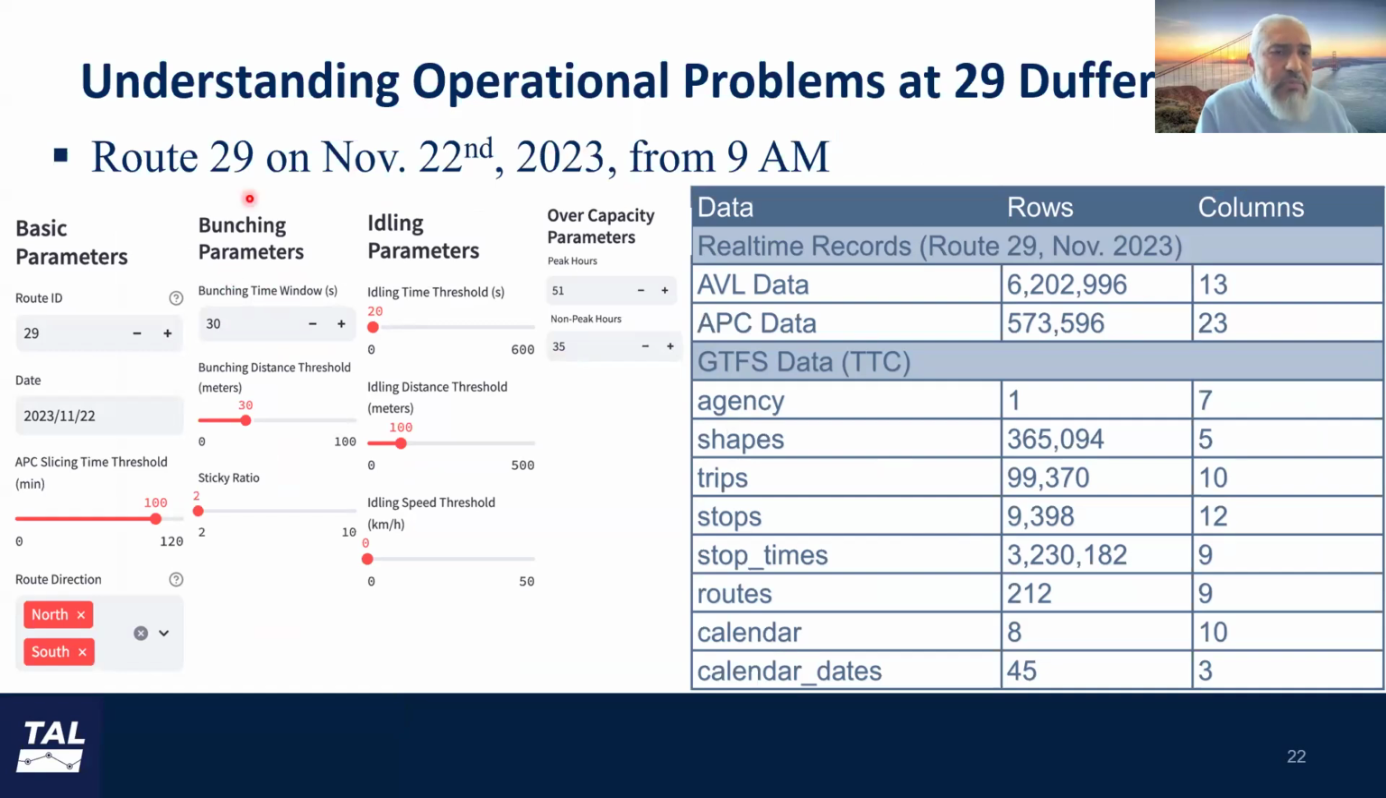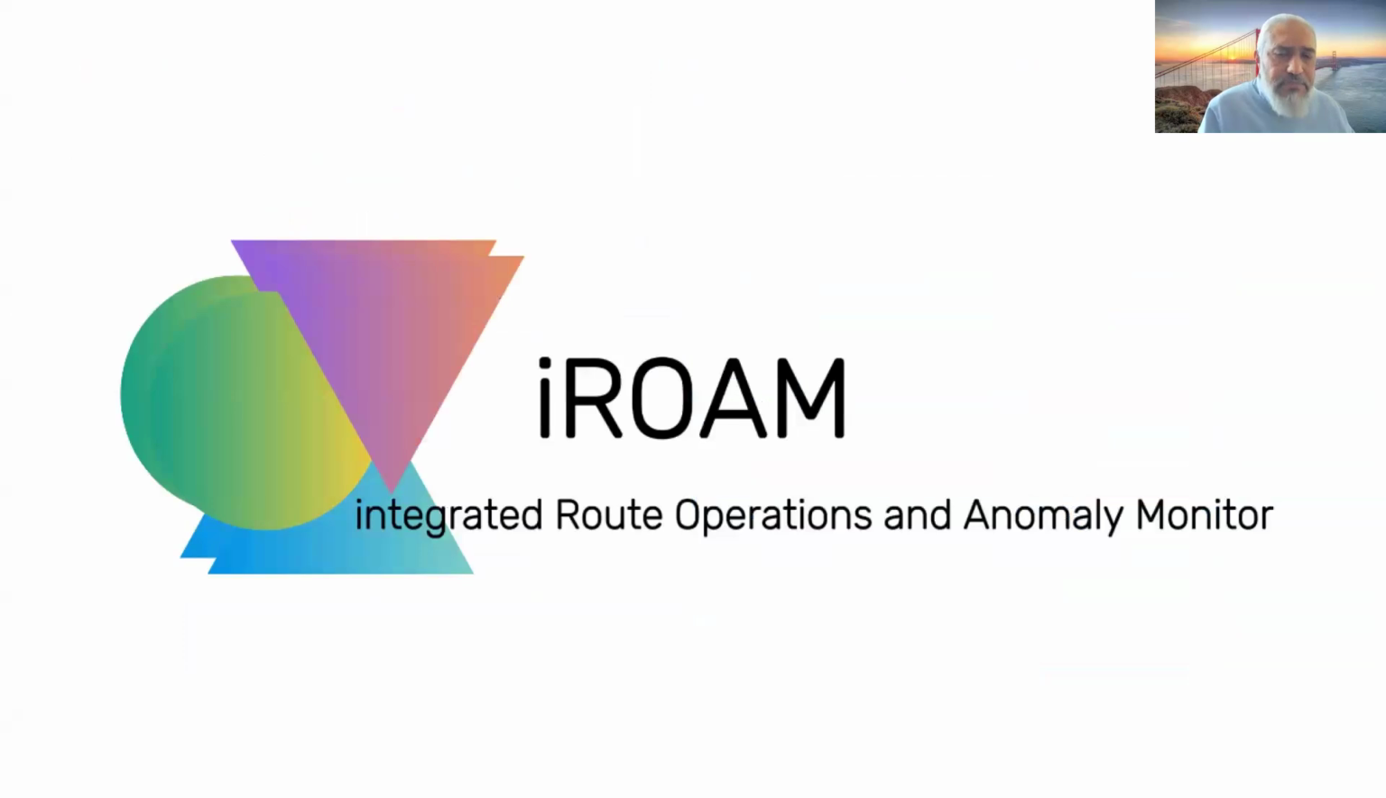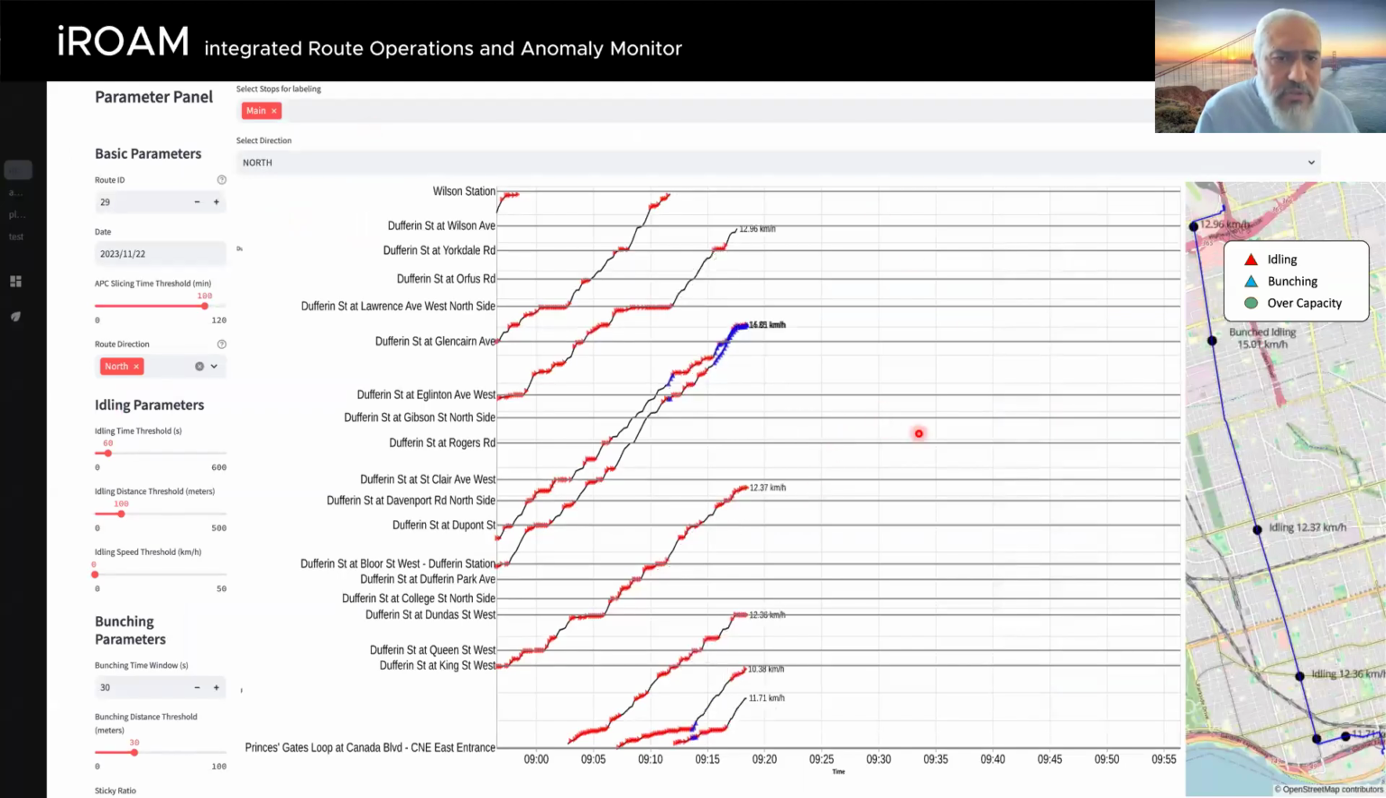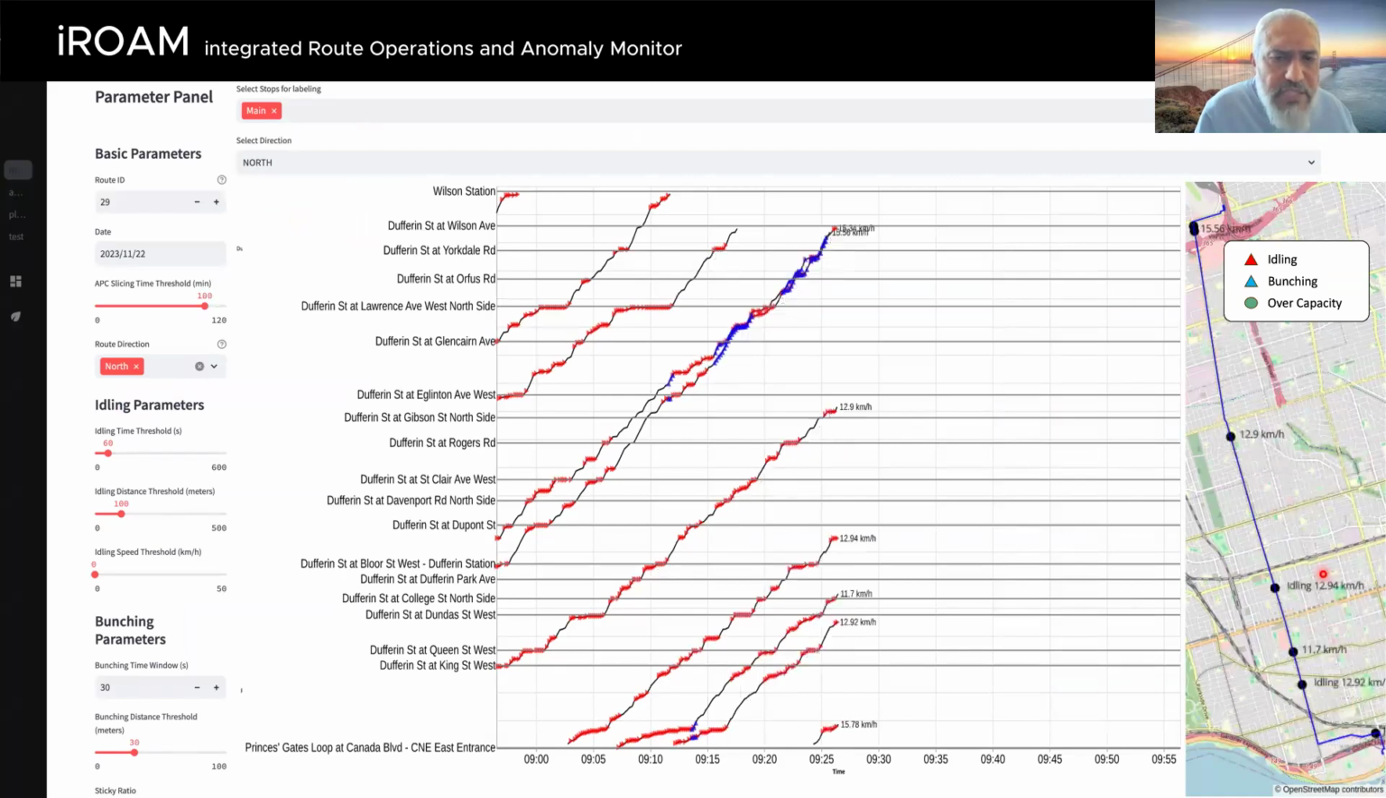So IROM can take from the user, or prompt the user for, the parameters for bunching, for idling, for overcrowding. And then it can, as step number one, identify and visualize. This is a simple time distance diagram, I'm sure you're familiar with it. And this is a map visualization.